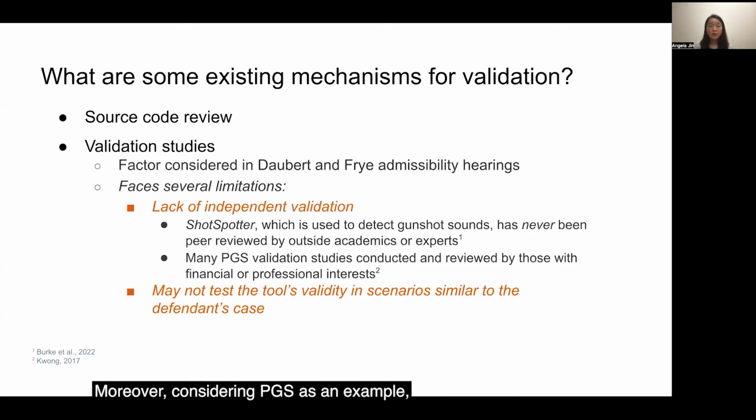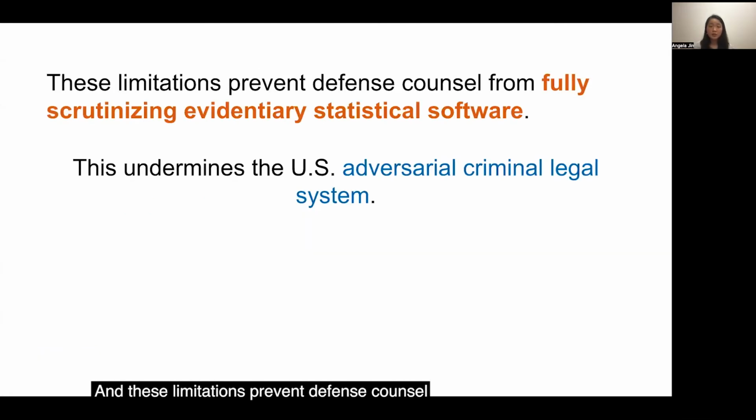Moreover, considering PGS as an example, the tool's validity depends on the scenario in which the tool is used, but validation studies, which are conducted outside the context of any specific case, may not test the tool's validity in scenarios similar to the defendant's case. And these limitations prevent defense counsel from fully scrutinizing evidentiary statistical software.